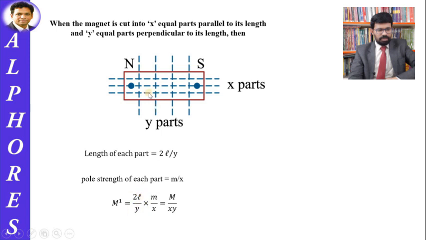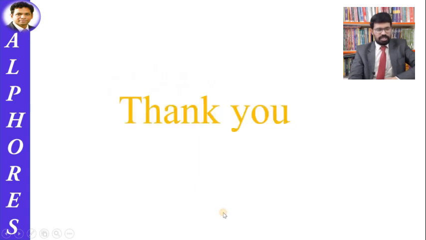2L by y is the new length of the individual magnet. You consider this small piece. This small piece length is 2L by y, and this small piece pole strength is M by x. So 2L into M is nothing but M, the total magnetic dipole moment of the magnet before it is divided into x and y parts. So in the denominator you will have xy.